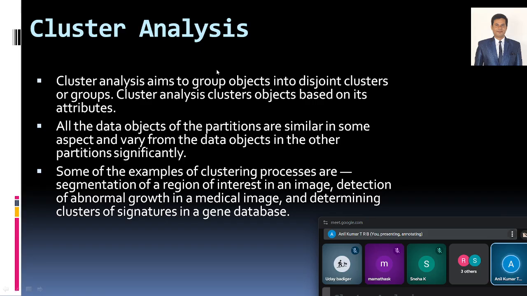Now, what should we do with the actual data we get? We must do analysis. What do we call that? We call it clustering analysis. See, you can see now clustering analysis aims to group objects into disjoint clusters or groups. Cluster analysis clusters objects based on their attributes. Every time we will try to understand the attributes, right? So all the data objects of the partitions are similar. They look the same. Class A, Class B, Class A, all are CS department only, right?